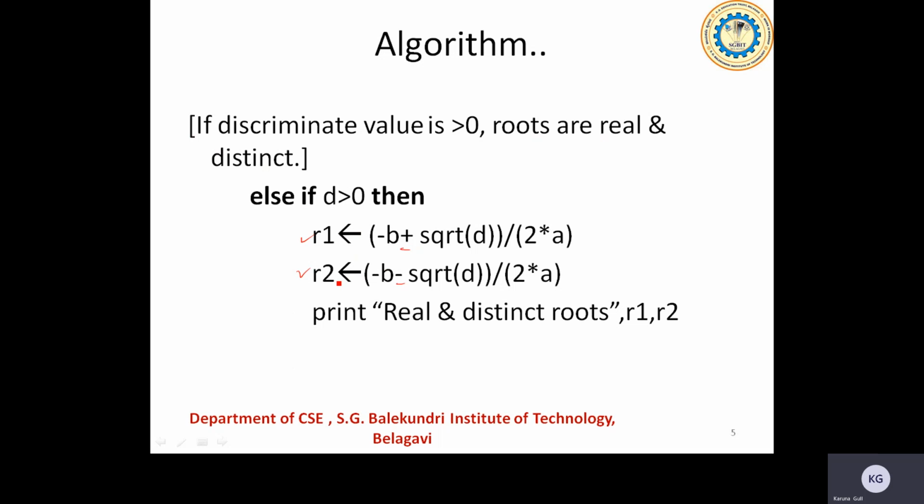For one root, we'll be taking the plus value. For another root, we'll be taking the minus value here. So r1 is equal to (minus b plus square root of d) whole divided by (2 into a). If you go ahead with r2, only the sign is changed: (minus b minus square root of d) whole divided by (2 into a). So these are the real and distinct roots that we got for the quadratic equation when the discriminant is greater than 0.